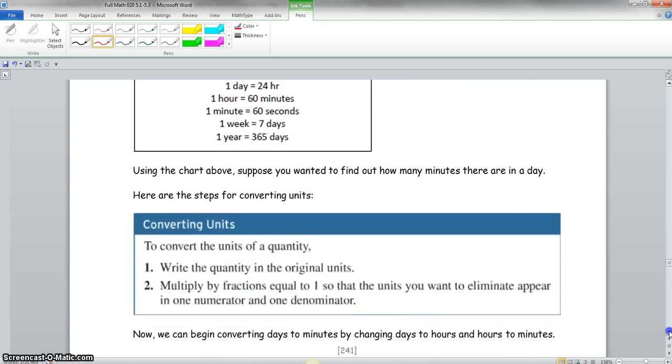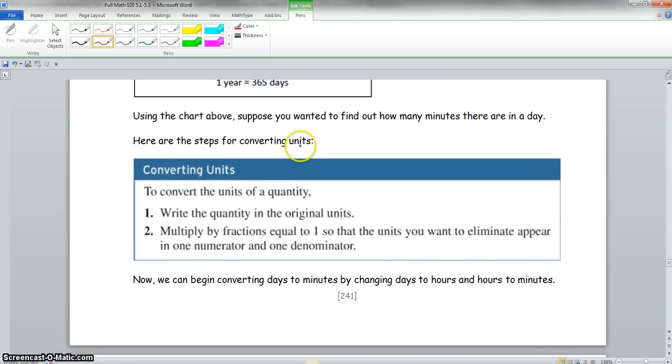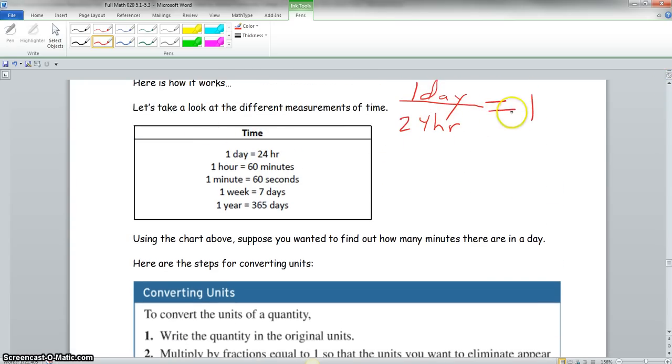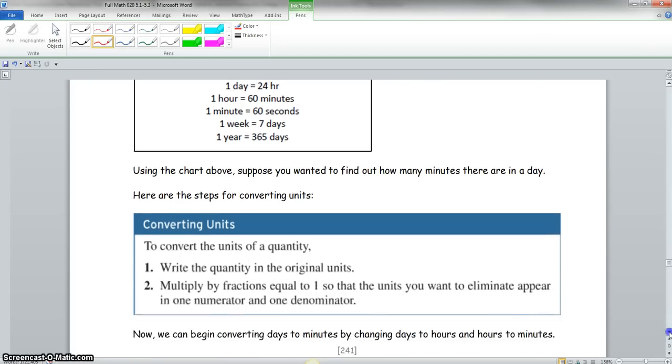Now let's scroll down here. Here are the steps for converting units. To convert the units of a quantity, 1. Write the quantity in the original units. 2. Multiply by fractions equal to 1 so that the units you want to eliminate appear in one numerator and one denominator. Now this goes back to what I said about when they are the same, if they're divided, they equal 1. So if we were to multiply by 1 day over 24 hours, we know that's really multiplying by 1 and is not changing the problem.